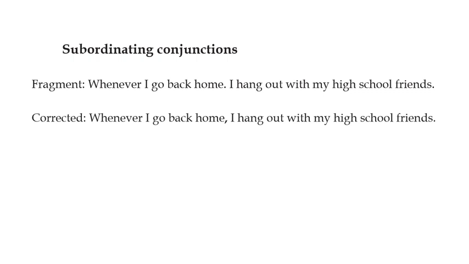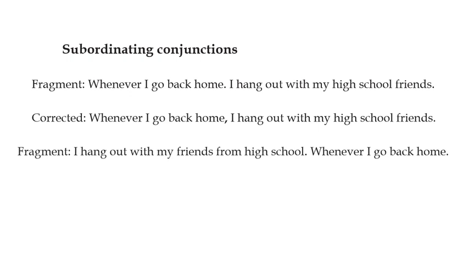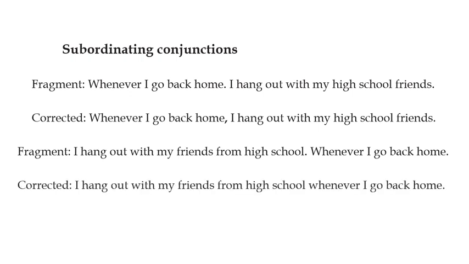Let's look at some more examples just to get the feel for this. I hang out with my friends from high school whenever I go back home. Now, in this case, the dependent clause is on the end of the sentence. The subordinating conjunction is there in the middle, but it doesn't matter. It still is a fragment, and that's fine. We can have the phrases in that order, but in that case, it would be combined and it would not use a comma. We'll talk about why when we talk about the comma rules.